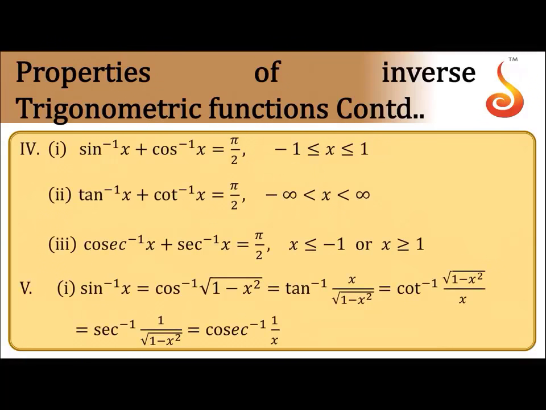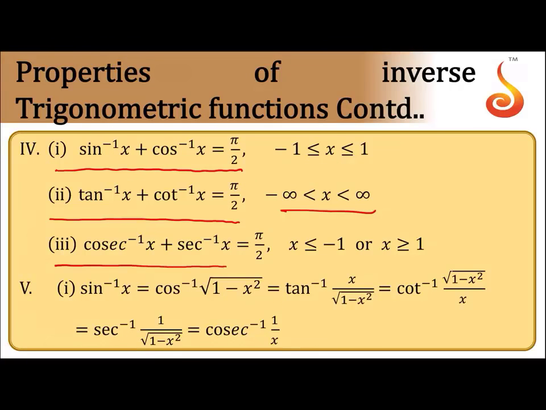And some of the identities of inverse trigonometric functions are: sine inverse x plus cos inverse x is equal to pi by 2. Tan inverse x plus cot inverse x is pi by 2 for values of x belonging to R. Cosecant inverse x plus secant inverse x is pi by 2 for values of x where mod x is greater than or equal to 1. This can also be defined as x less than or equal to minus 1 or x greater than or equal to plus 1.